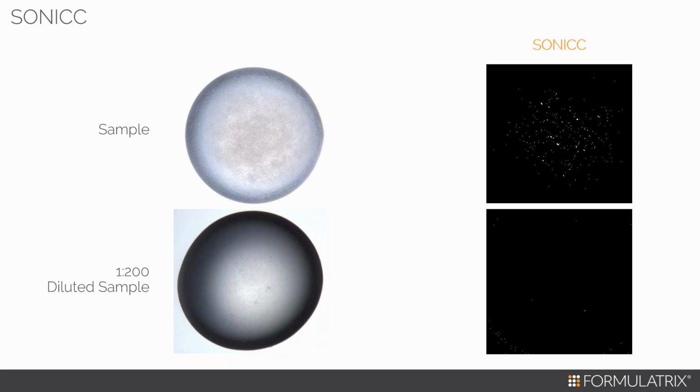This is a well-known example by Formulatrix. We have been using it for many years now for advertisements. As you can see here, in the sample it looks predominantly clear with a little bit of light precipitate, so under visible light path, you don't really know if there are crystals. But when you image the same drop using Sonic, you can see there are many microcrystals hidden.